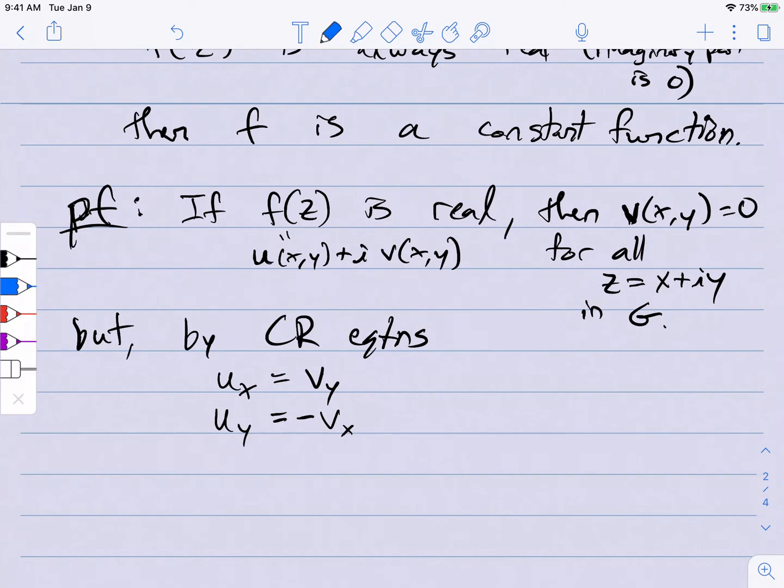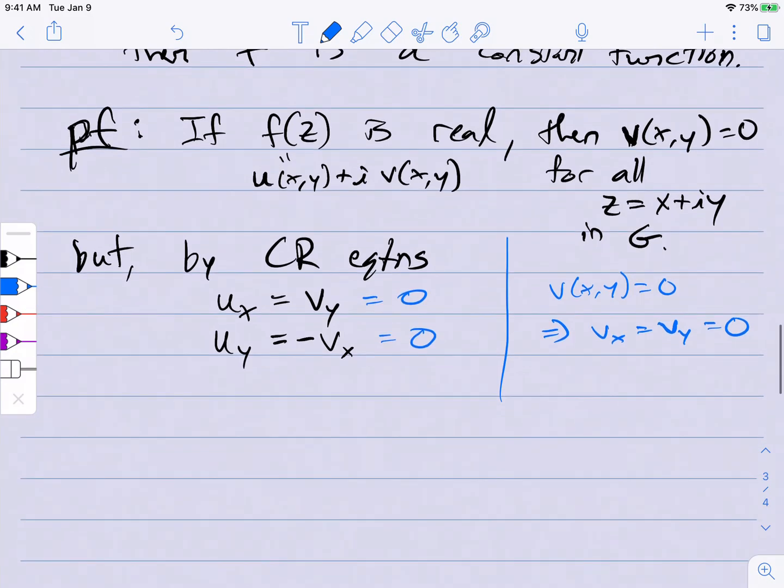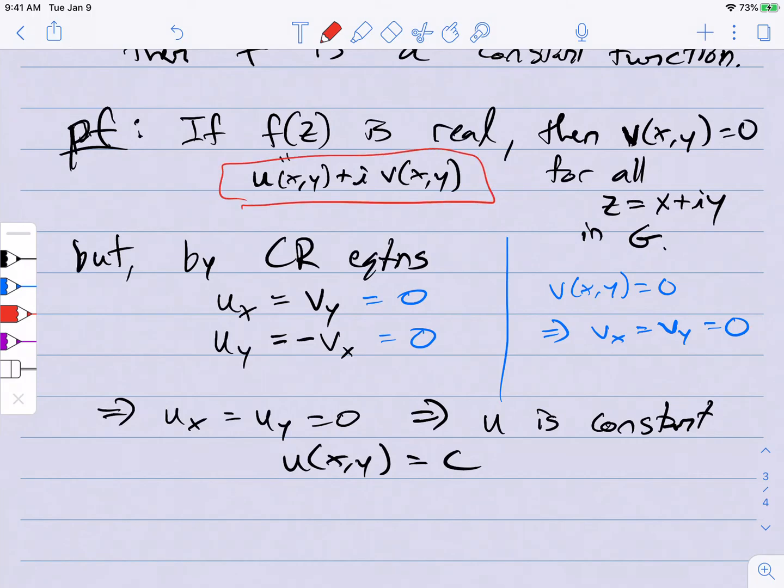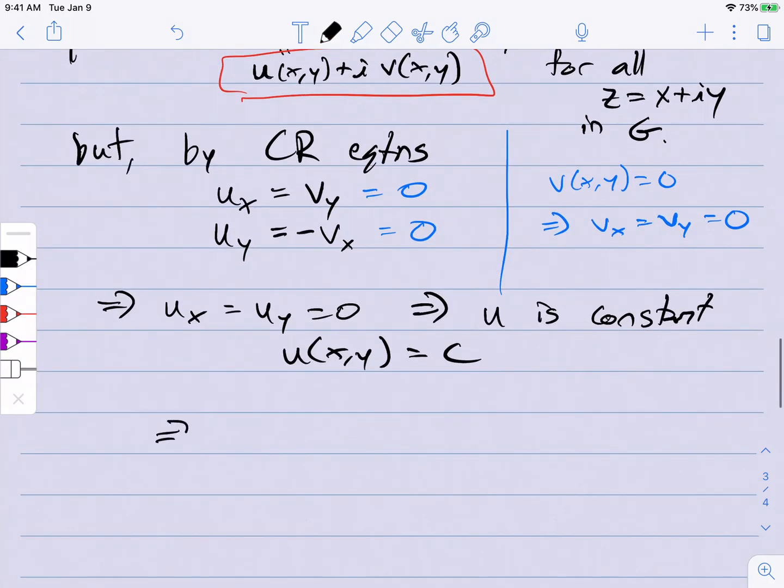Okay. But if v of x,y equals 0, then of course its partials are also 0. So this is 0, and this is 0. And this implies that u_x and u_y are 0, which, as we just saw, implies that u is a constant function. So u of x,y equals some constant c. But then that tells us, look, v is 0 and u is constant. That means f was just a constant function to begin with. And that's the proof.